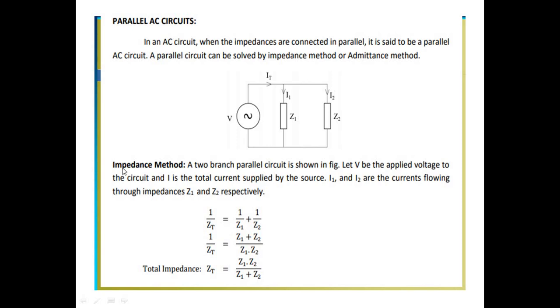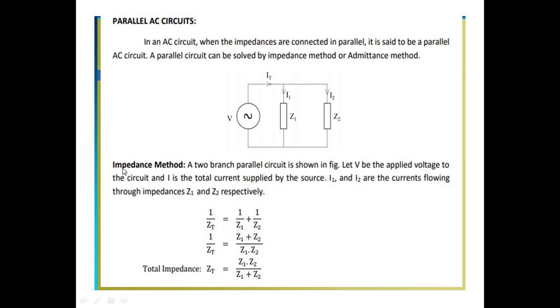Good morning. Today we are discussing the parallel AC circuit. In an AC circuit, when the impedances are connected in parallel, it is said to be a parallel AC circuit. A parallel circuit can be solved by the impedance method or the admittance method.